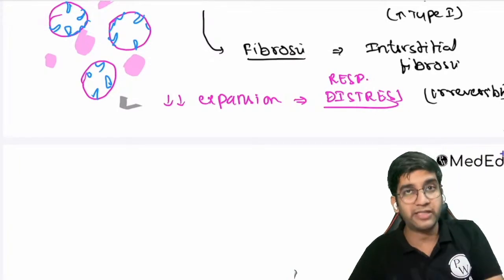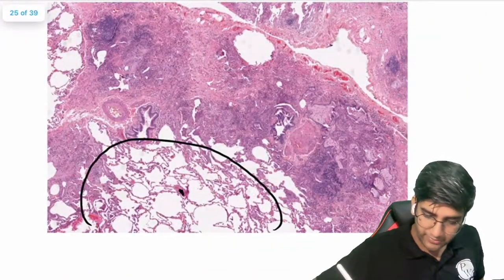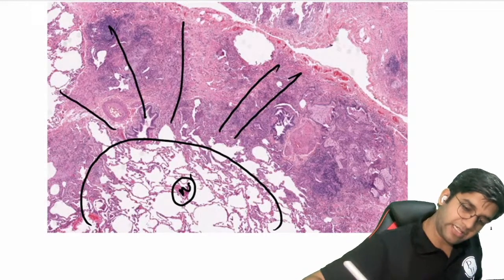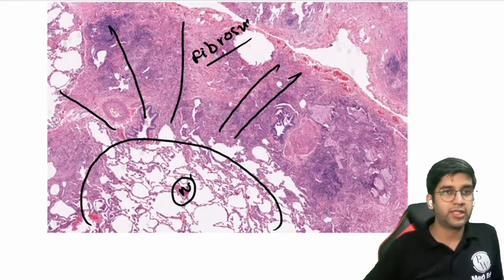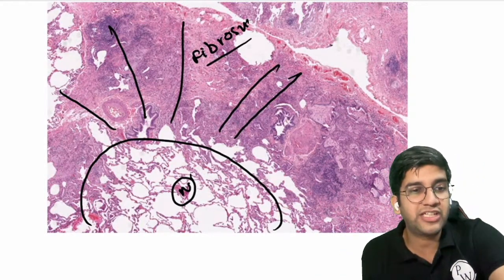Let's see how it looks in my microscopy. Then I'll come back to this again. You have a beautiful normal alveoli here, and the entire lung undergoing fibrosis, pink color fibrosis, completely damaged. In this image, I could say half of the lung is damaged.